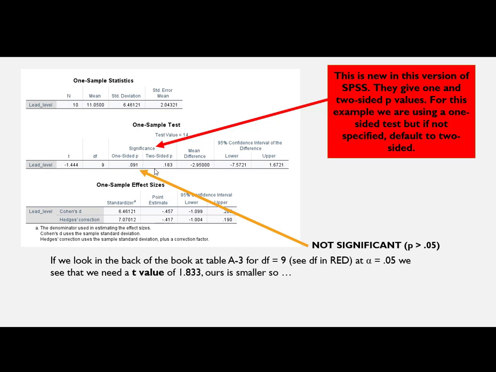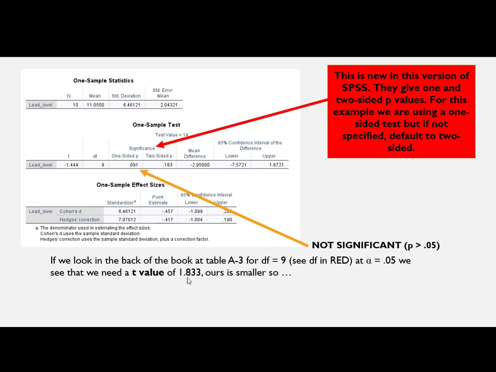If we were reporting it, we would actually give the p-value. If we look in the back of the book, for those of you who are curious, for the degrees of freedom of 9 in table 8.3, we would need a t-value of 1.833, and we got 1.444. Does it matter that this is negative and this doesn't say negative?